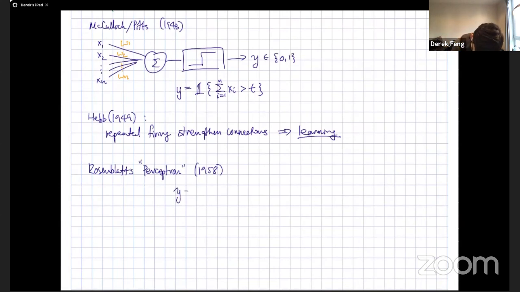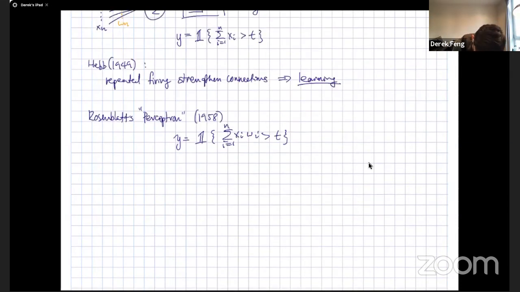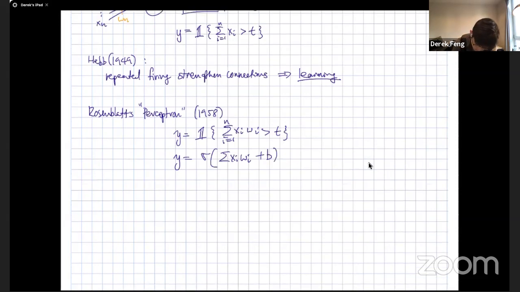So what you have now is the indicator of the sum of xi wi, i from 1 to n, greater than some t, right? And so now because you have these weights, all of a sudden you can basically learn by some process, and as a result, the weights are going to change through some training process, right? So actually, we're going to write this in a little bit of a different way. We're going to say y is some sigma of the sum of xi wi plus b. Greater than 0, oh sorry, not 0, just of b.